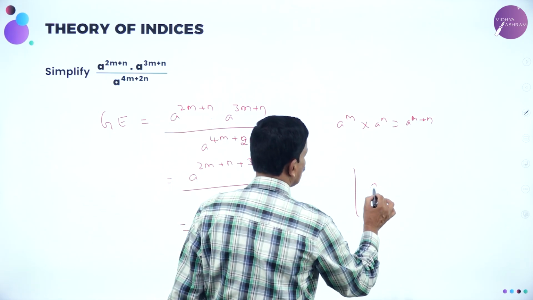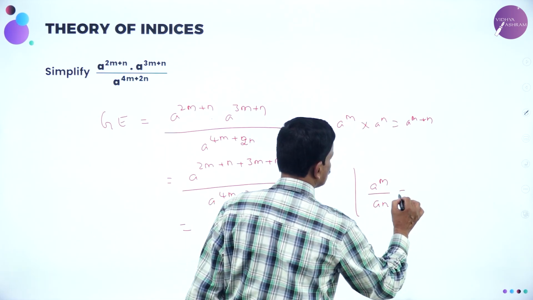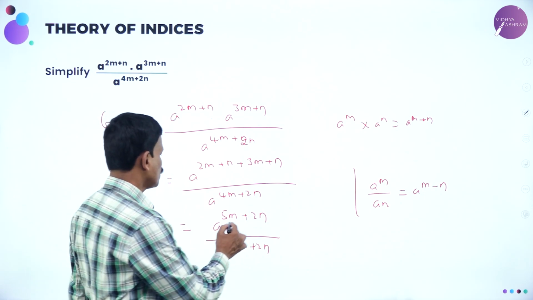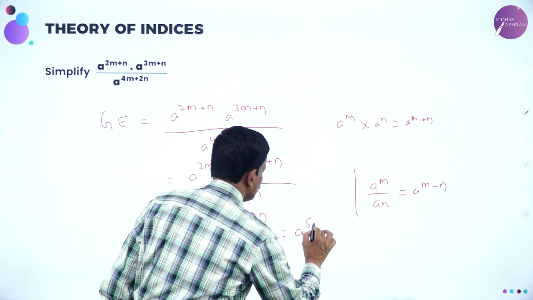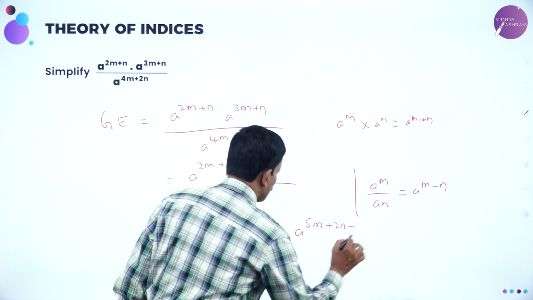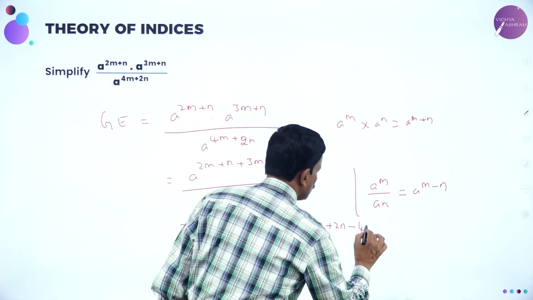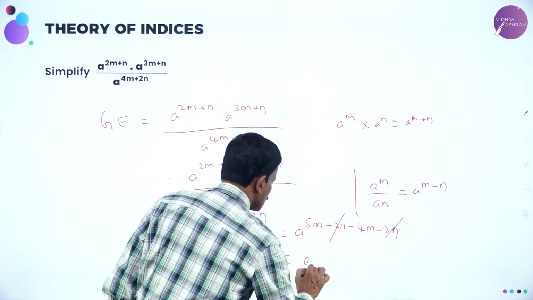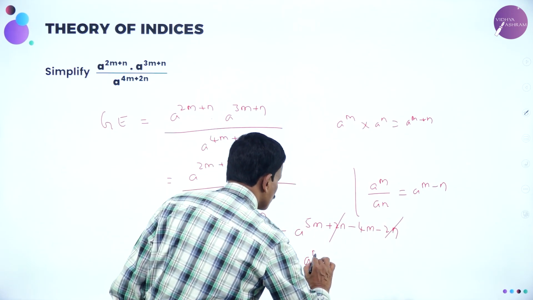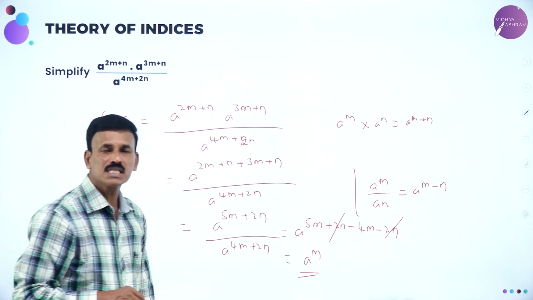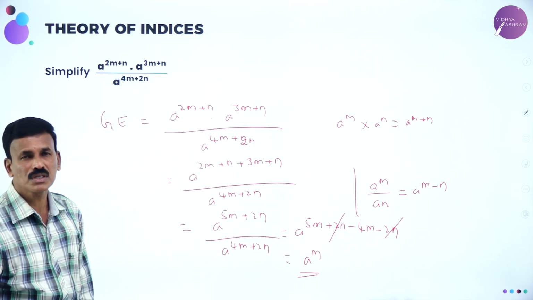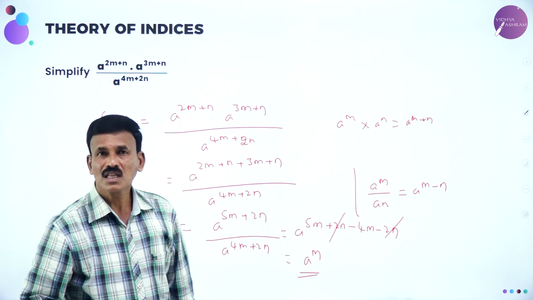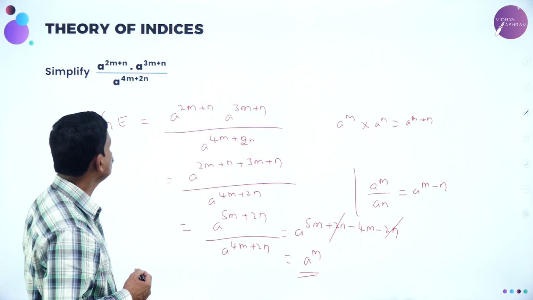Again using the second law of indices, a raised to m by a raised to n is a to the power of m minus n. So a to the power of 5m plus 2n minus 4m, multiplied by negative sign, minus 2n. Plus 2n minus 2n gets cancelled. 5m minus 4m is plus m. So the required answer is a to the power of m. That's it. Okay, very simple. Apply the first and second law, you will get the answer. Okay. Now let us come to the next problem.